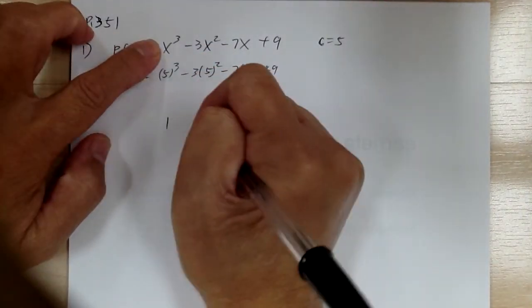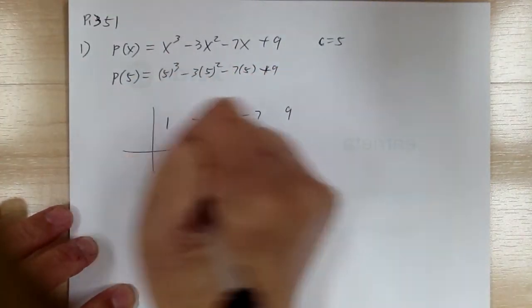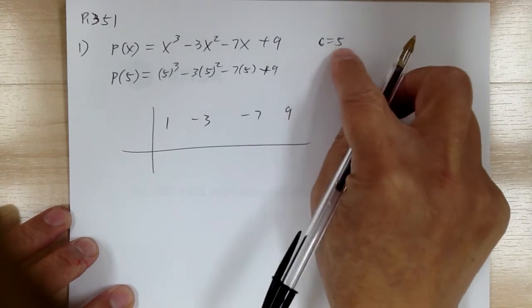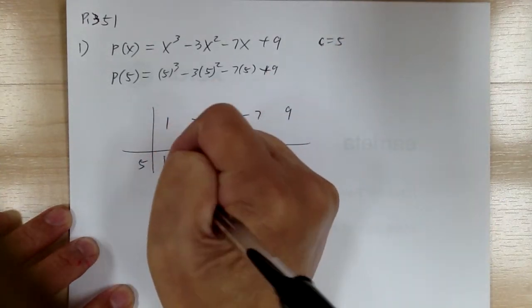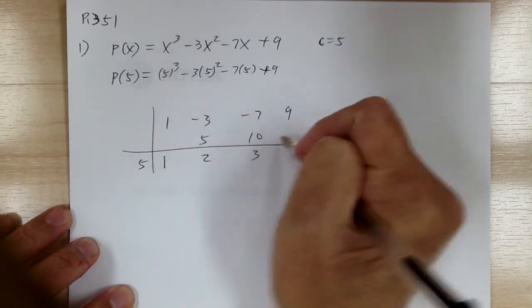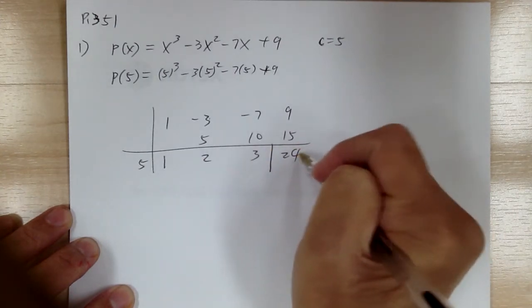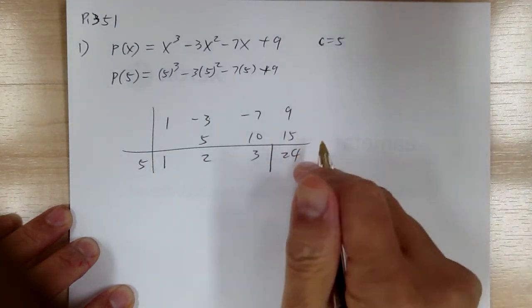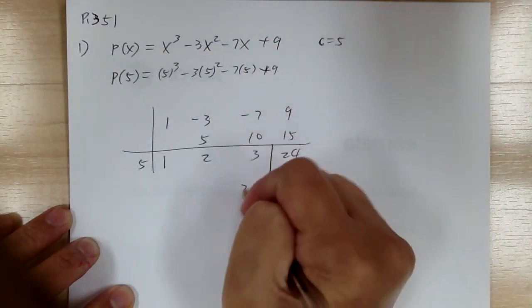So you've got 1, -3, -7, 9. Since this is already solved, you just put 5 over here. You drop the number, multiply, add, multiply, add, multiply, add. The 24, the remainder, is the same as if you were to substitute and evaluate. So the answer would be 24.